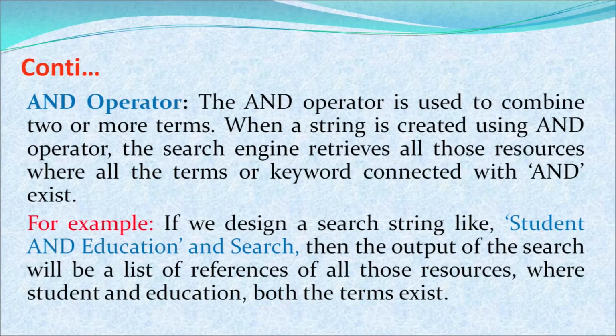When a string is created using the AND operator, the search engine retrieves all those resources where all the terms or keywords connected with AND exist. For example, if we design a search string like student AND education and then search it, the output will be the list of references, all those resources where both the terms student and education exist.